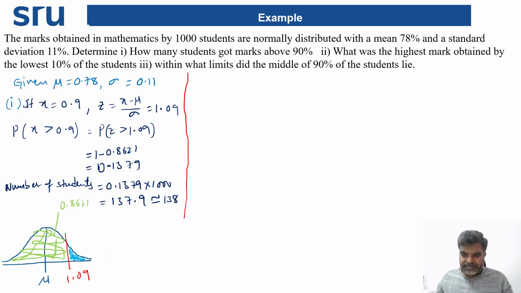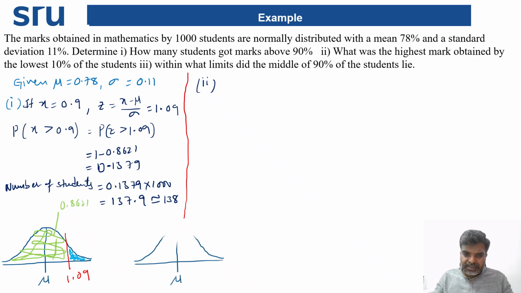Now the second question. What is the second question here? What was the highest marks obtained by the lowest 10% of the students? Okay, if you observe here, given the total percent of the students, now we have to identify the highest mark in this bound. See, we have to calculate. We don't know what x is here. Okay, we have to find the x value.